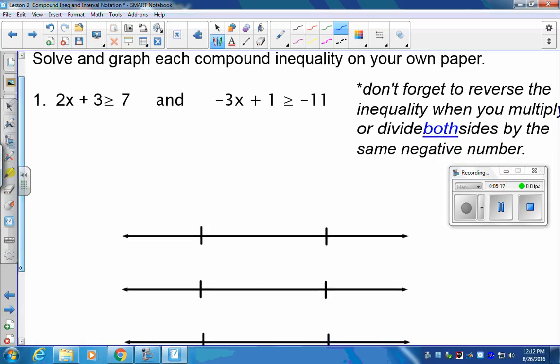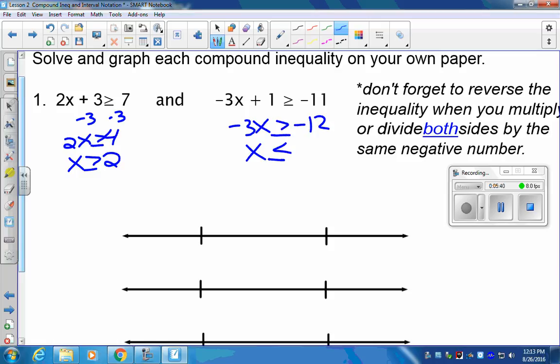All right, so we're going to go ahead and solve these and graph. Our little starred statement on the right says, don't forget to reverse the inequality when you multiply or divide both sides by the same negative number. So just be careful there. Solving our inequality, subtract 3. So I've got 2x is greater than or equal to 4. Divide both sides by 2. X is greater than or equal to 2. Subtract 1 on both sides. So I have negative 3x is greater than or equal to negative 12. I'm dividing by negative 3, so I'm flipping my inequality.